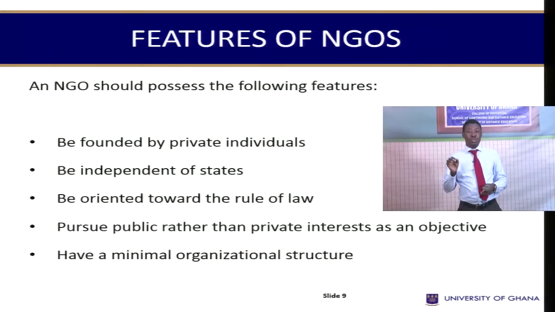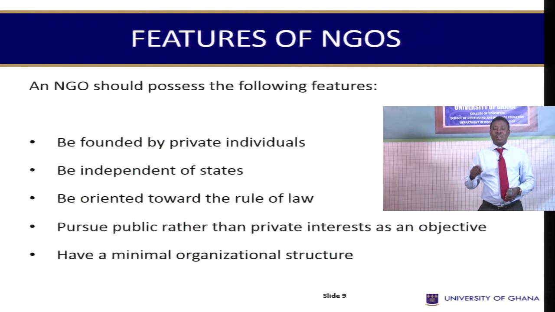So we also say NGOs should be independent of the state. In other words, they should not be dependent on the state to get money. However, in some jurisdictions outside of Ghana, NGOs often get funding support from government. But when that is done, they are supposed to account for the monies that they get. In our part of the world, in Ghana and many other developing countries, that is not the case most of the time. We say NGOs should be oriented towards the rule of law.